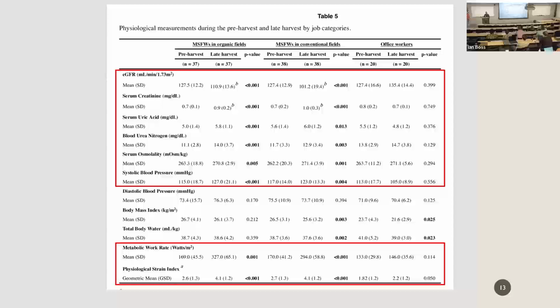And just also notice that aside from the drop in the eGFR in both of the field worker groups, there are also significant changes in other biomarkers that are associated with kidney problems, kidney disease. So increases in creatinine, uric acid, and so forth. And also toward the bottom, notice significant increases in metabolic work rate and the physiological strain index that they had calculated, which they did not see in the office workers.